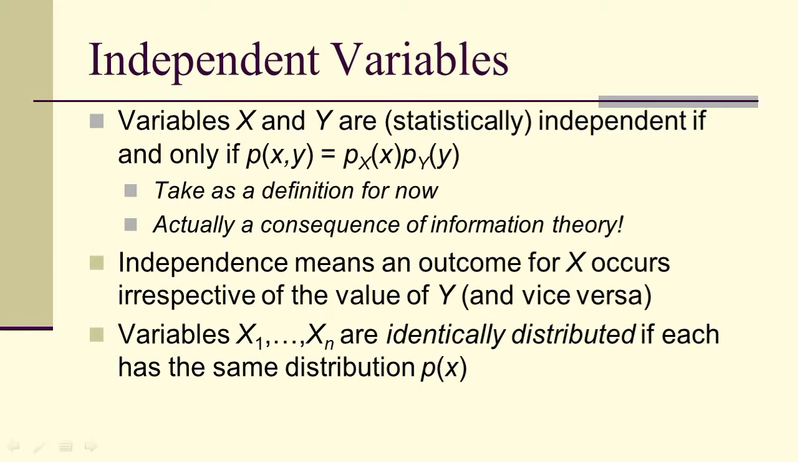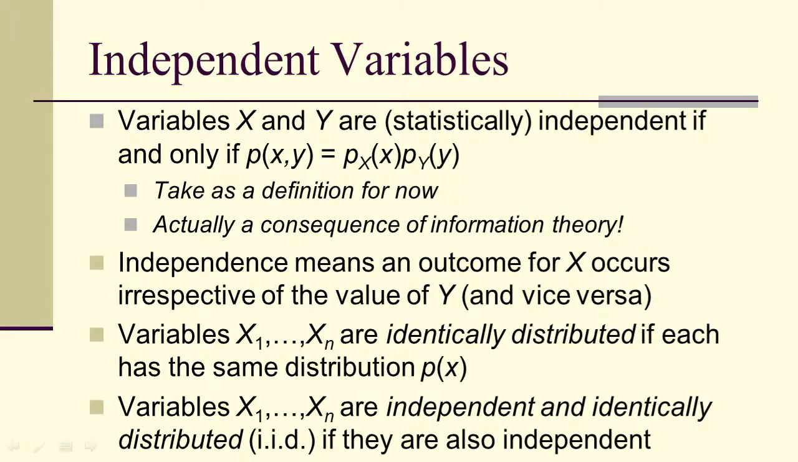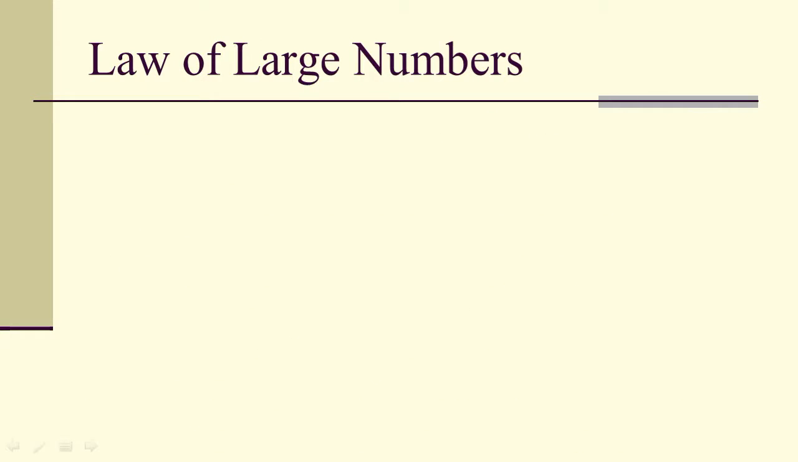Variables x1 up to xn are identically distributed if each has the same distribution P of x. And in that case, the joint distribution of all of them would simply be P of x times itself for indifferent index variables. Variables x1 up to xn are independently and identically distributed if they're identically distributed and also independent.